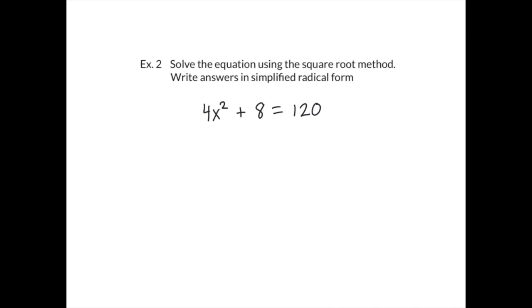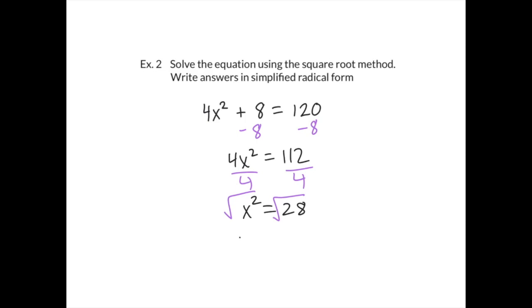So again, I'm going to start by isolating my x. So I'll use my inverse operation. So I'll subtract 8 from both sides. So 4x squared equals 112. Dividing by 4 gives me x squared equals 28. And again, I will square root both sides, remembering that I know I have a positive and a negative.